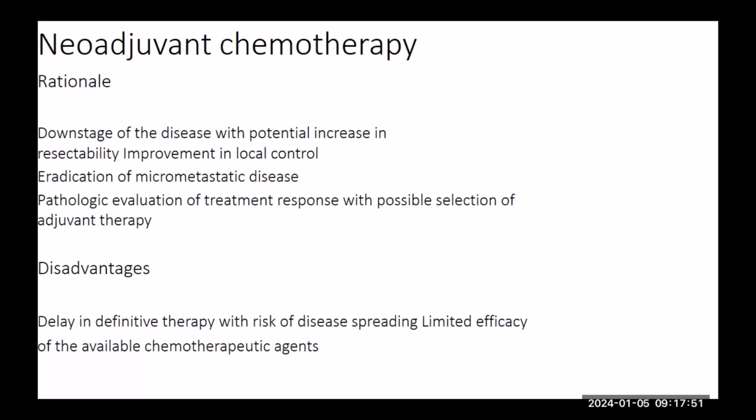Why do we want to give neoadjuvant chemotherapy? To downstage the disease, to treat micrometastasis early, and we can assess the response based on the PCR window. But the disadvantage is that the local and definitive therapy is getting delayed, with the risk of disease progression.